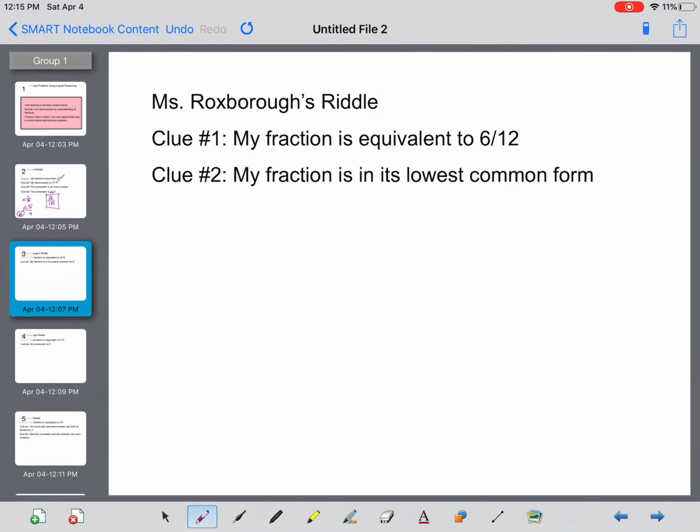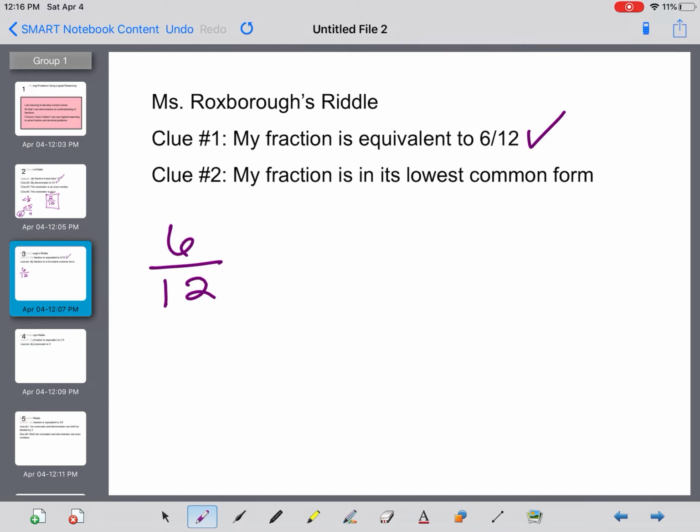Okay, let's go on to Ms. Roxborough's riddle. She has 2 clues. Her first clue says her fraction is equivalent to 6 over 12. So it should take up the same amount of space on your fraction strips as 6 over 12. You are absolutely welcome to use your fraction strips when you're working through these problems. The next clue says my fraction is in lowest common form. So that means this fraction can't get any lower.